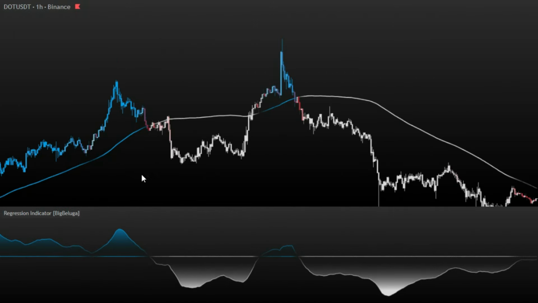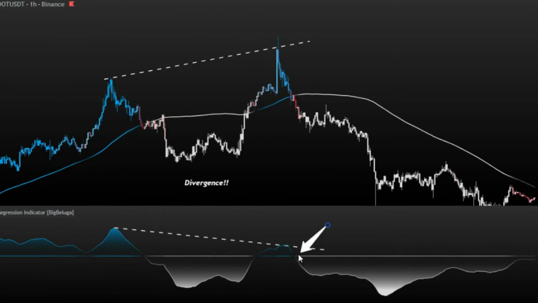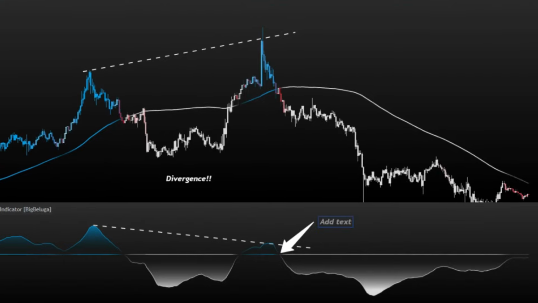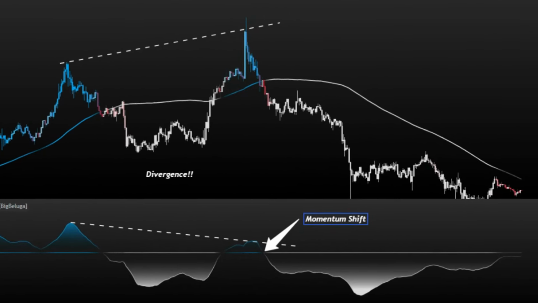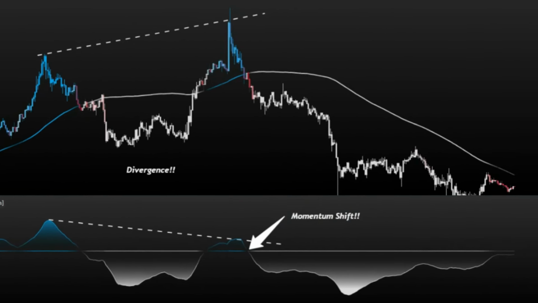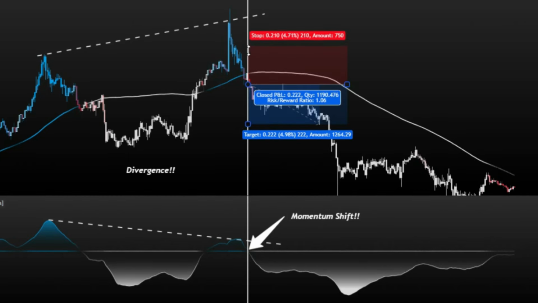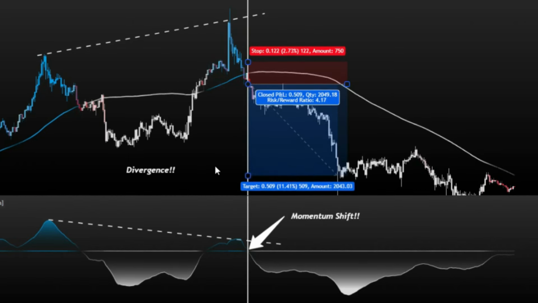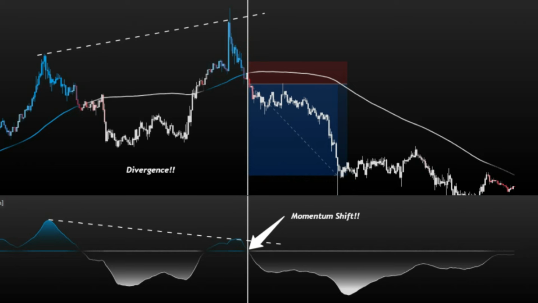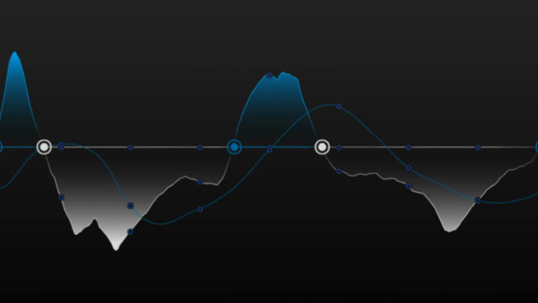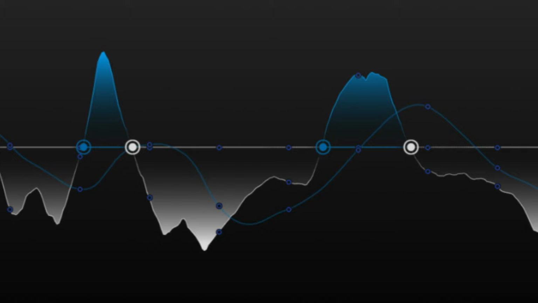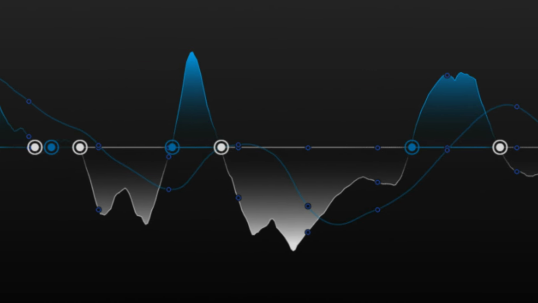Watch this one final example for yourself. So there's everything about this unique indicator. I truly believe that if you put in the time to work with it, it can make a huge difference in your trades.